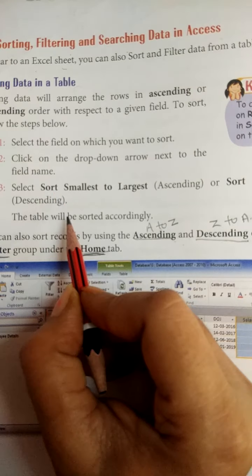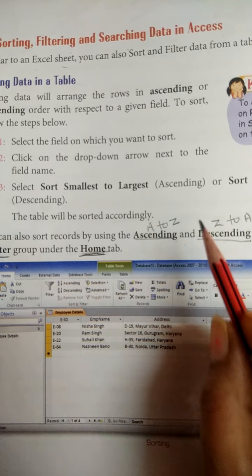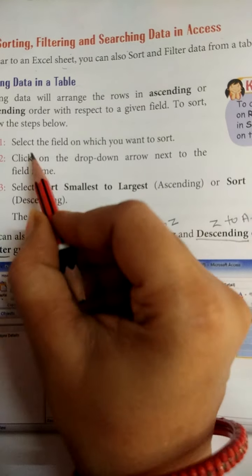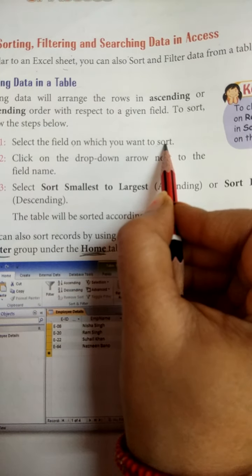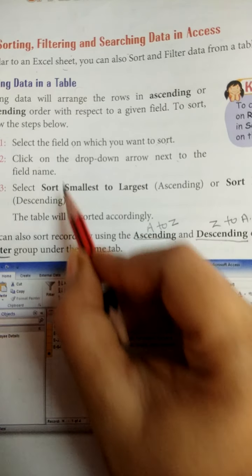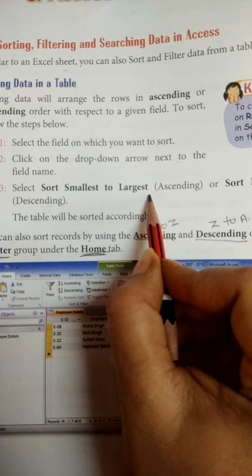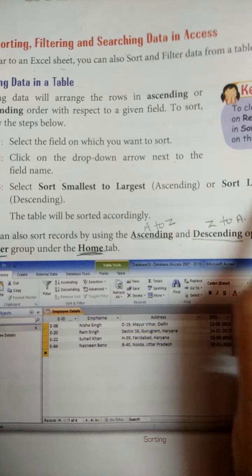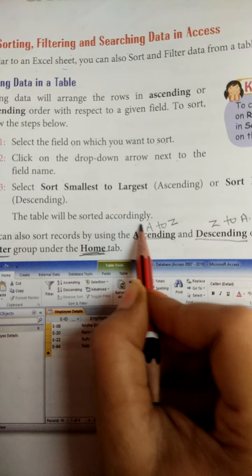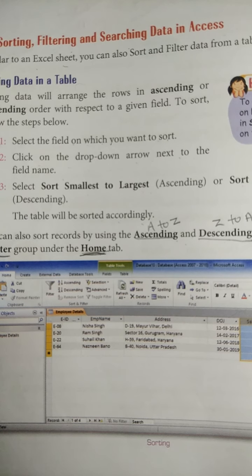Then there is also a direct method, which you can apply from the field. Like this field is there, you can right click on this field. First of all, select the field on which you want to sort. Click on the drop down arrow next to the field name. Select sort smallest to largest or sort largest to smallest. Both options are there. The table will be sorted accordingly. So easy steps are there.